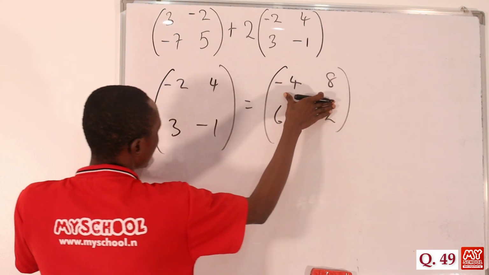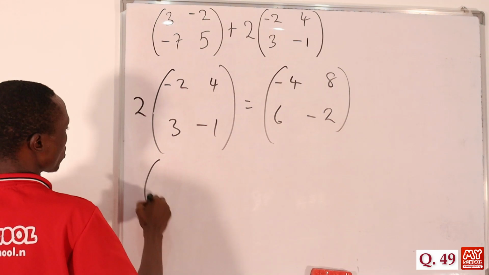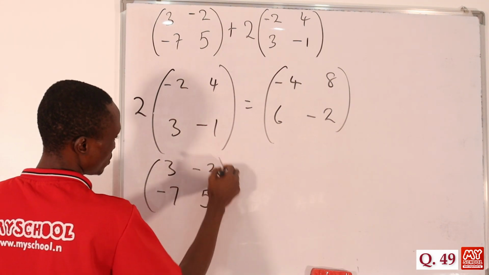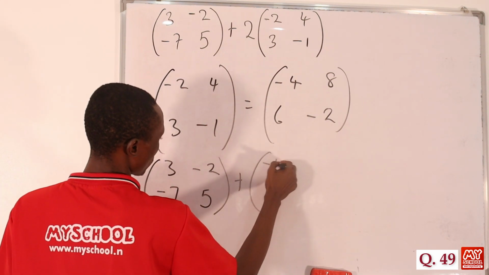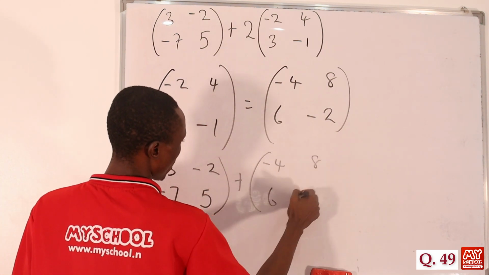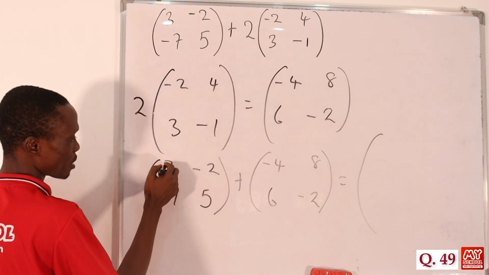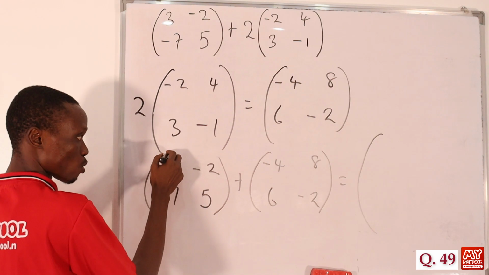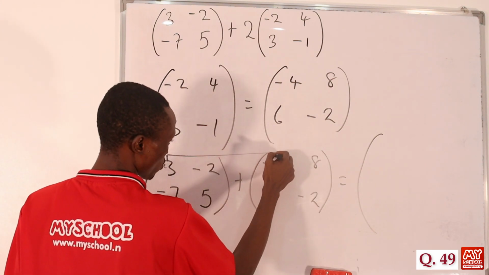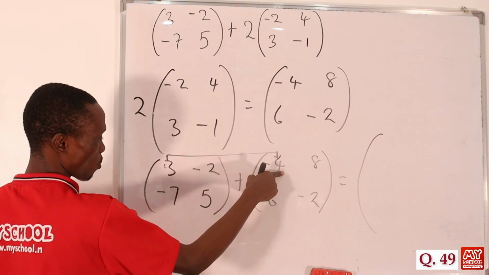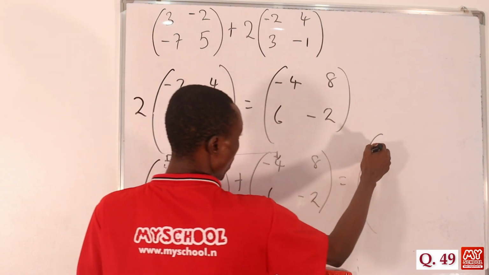So we are going to add this matrix to this. Here we have 3, minus 2, minus 7 and 5, then plus minus 4, 6, 8, and minus 2. Okay, so let's add. We are going to add the first element on the first column to the first element also on the first column. So here we have 3 plus minus 4, that will be equal to minus 1.